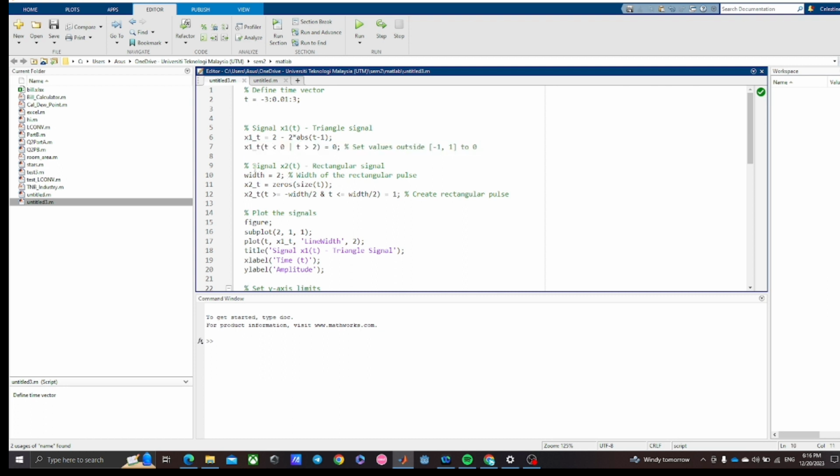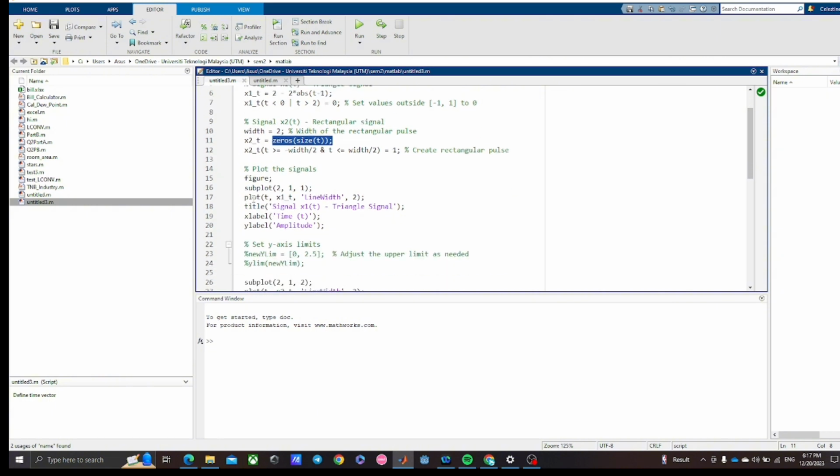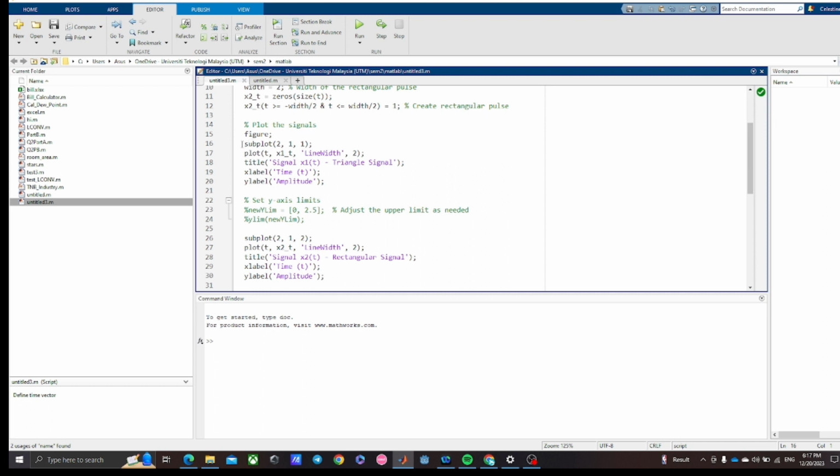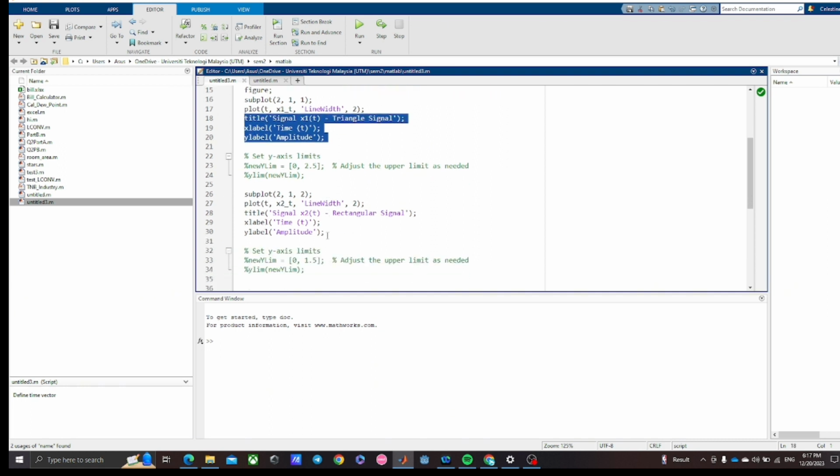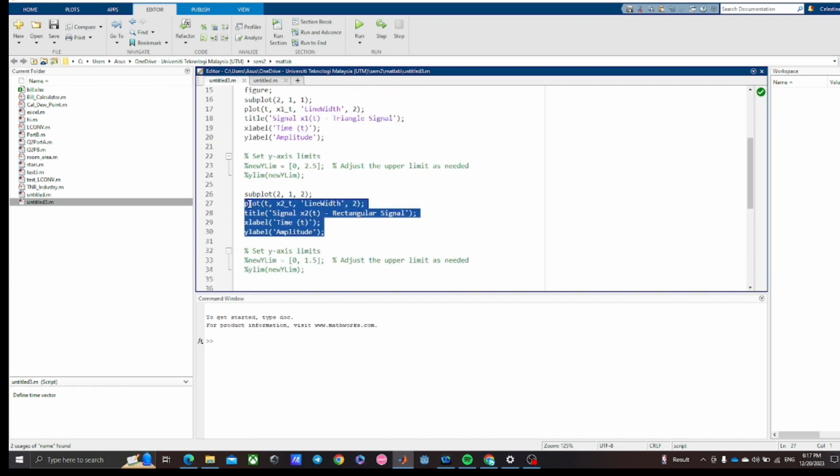And after that, I construct signal x2(t), which is a rectangular signal. The rectangular signal has a width of 2. So therefore, over this width of 2, which is -1 to 1, the rectangle signal will become 1, and outside of this range, it is all zeros. So I declare that, and after that, I plot the two signals inside the same figure. So I use the subplot function, and then I declare the title, x label, and y label. Same for x2(t).